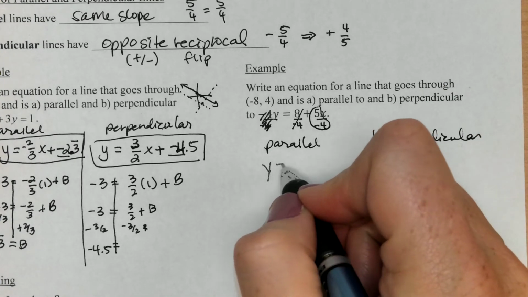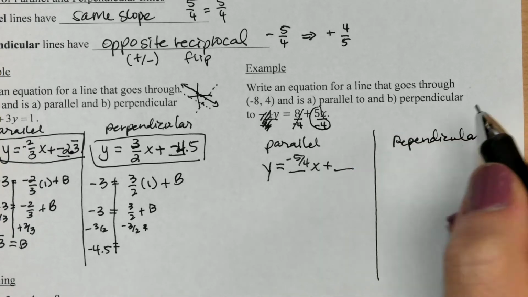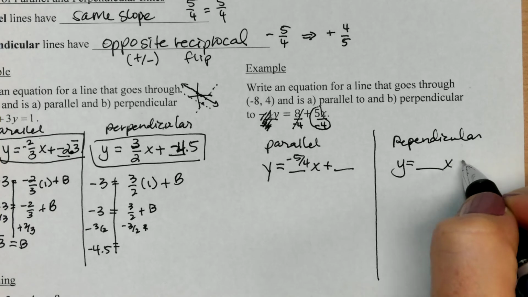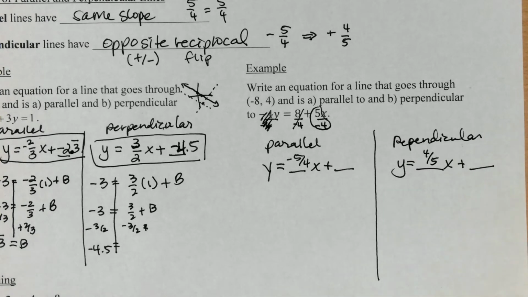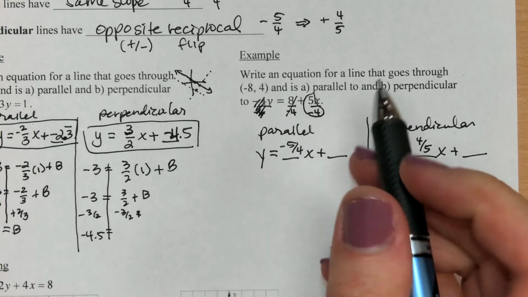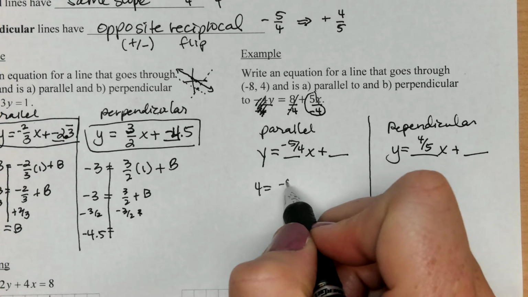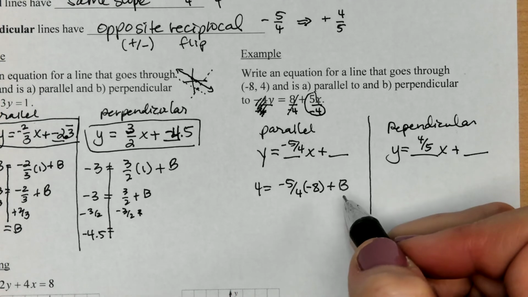So for parallel, it's going to be y equals mx plus b, and I'm going to put my -5/4 there. For perpendicular, it's the exact same formula, but this time my slope is going to flip to be 4/5. We're going to take our point and plug it in. So I've got -8 and 4. 4 goes for the y, -8 for the x, excuse me.